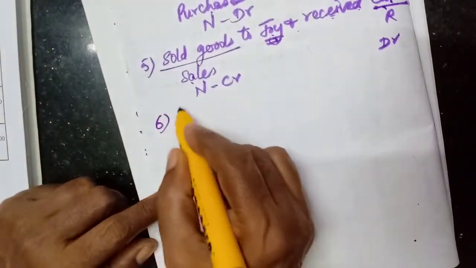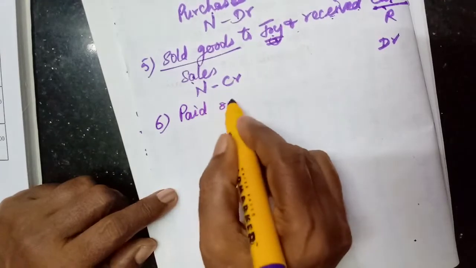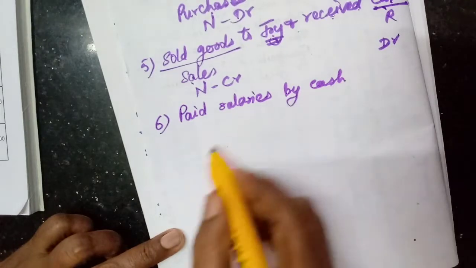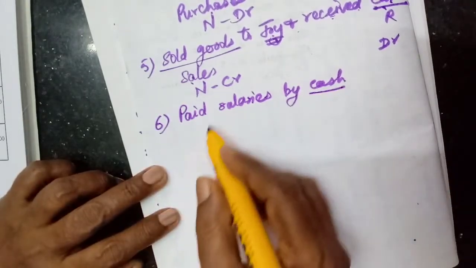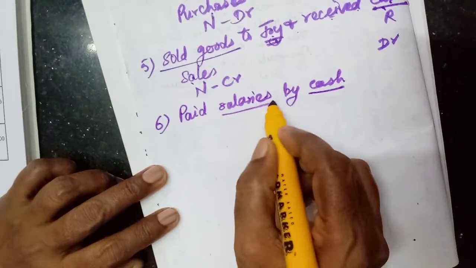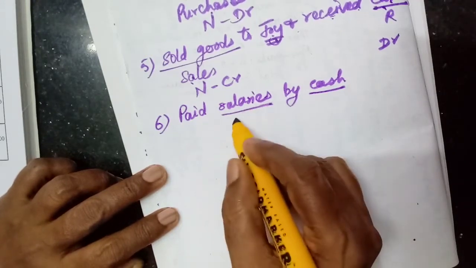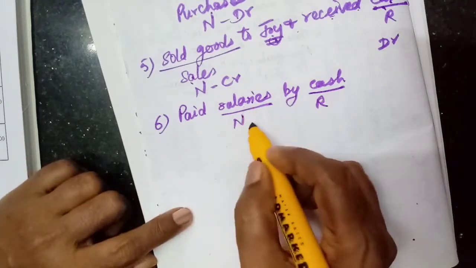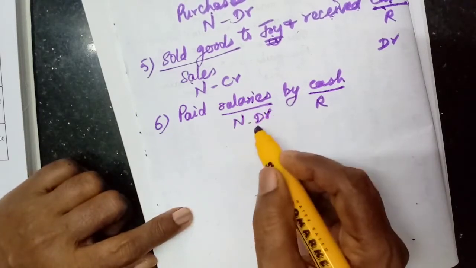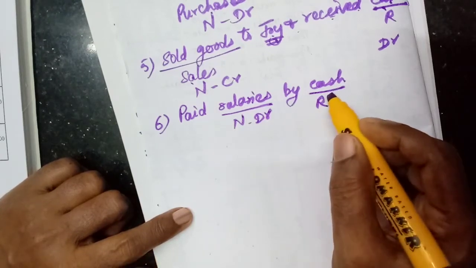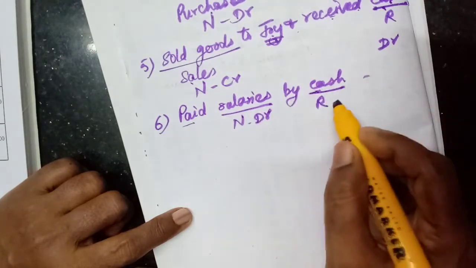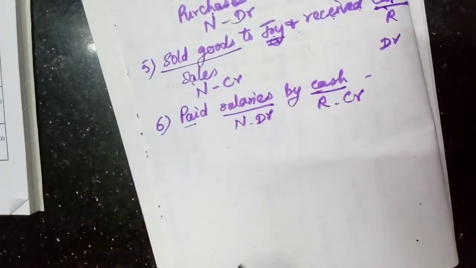Then sixth one, paid salaries by cash. Here cash transaction, isn't it? Then paid salaries, it is an expense. Okay, expense means nominal account. This is real account. Debit all expense and loss. This one is expense. So we need to debit. Okay, this one cash. Debit what comes in, credit what goes out. We are paying salary. So cash is going out. So we need to credit. Understood? So what is the entry?